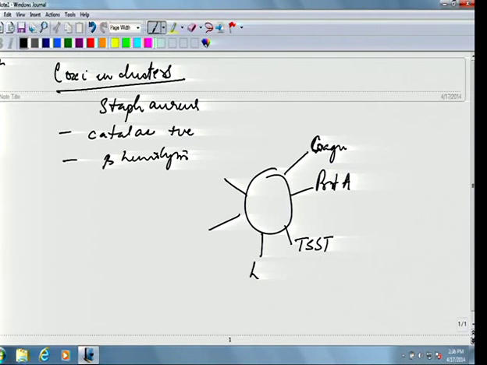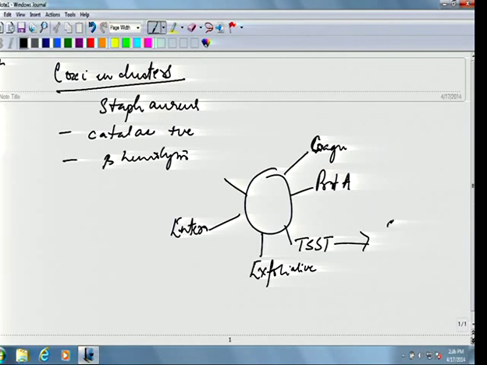toxin, exfoliative toxin, isn't it? Anything else? Enterotoxin, good. Enterotoxin. So now with these virulence factors, TSST you would associate with toxic shock syndrome toxin.